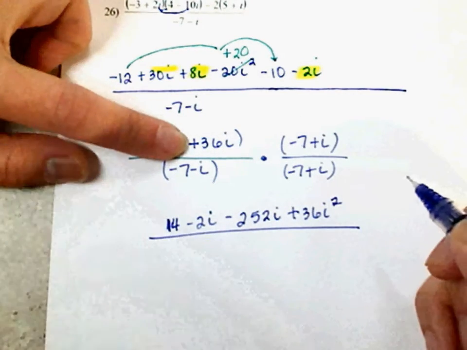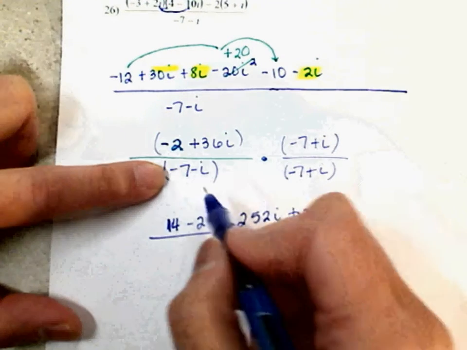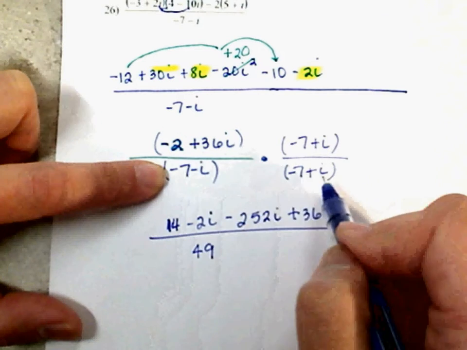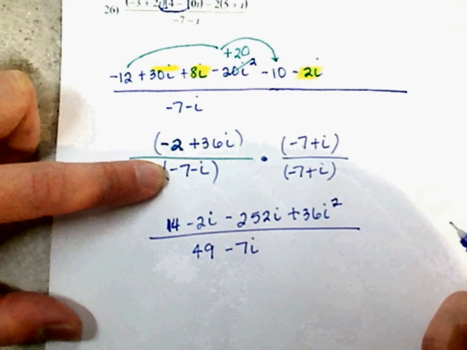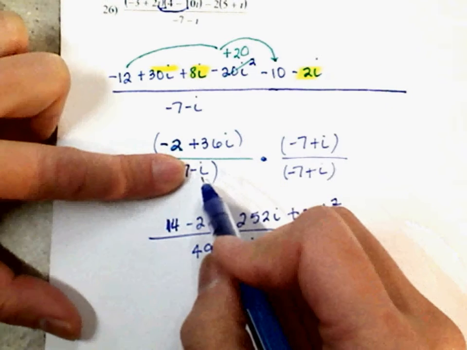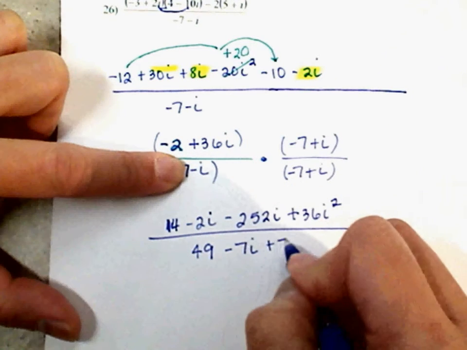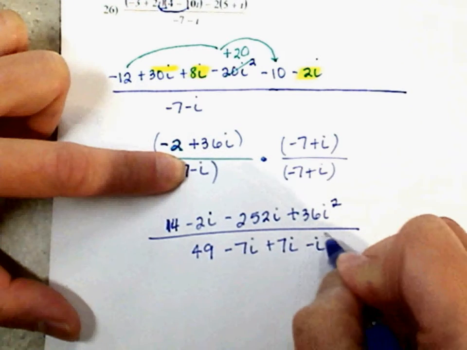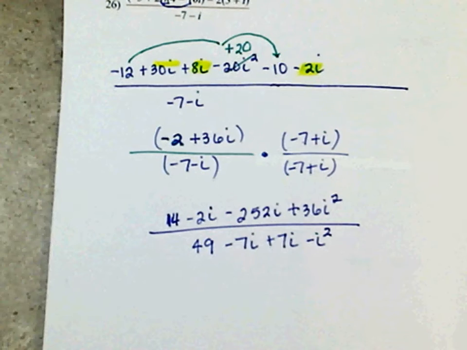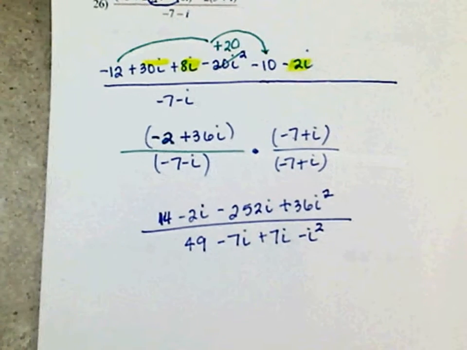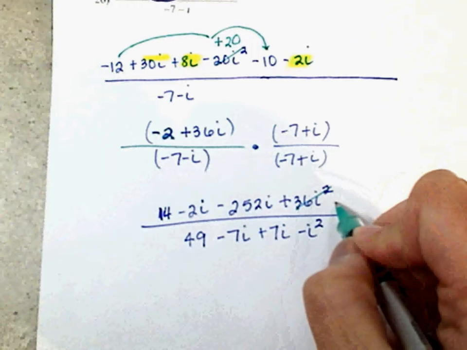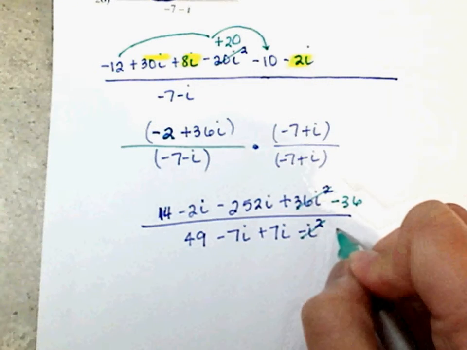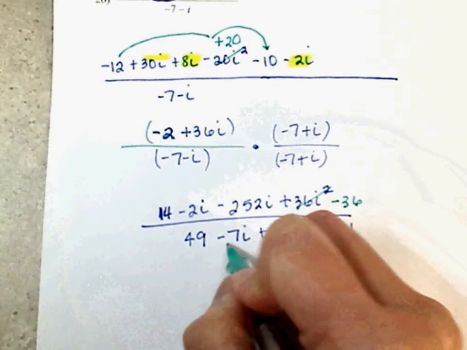Take care of the bottom as well. Negative 7 times negative 7 is positive 49. Negative 7 times i is negative 7i. Negative i times negative 7 is positive 7i. Negative i times positive i is negative i squared. Like you have been doing in the other two problems. Positive times a negative makes that one a negative 36. And this one makes it a positive 1. And these guys should cancel out, like you've been doing.